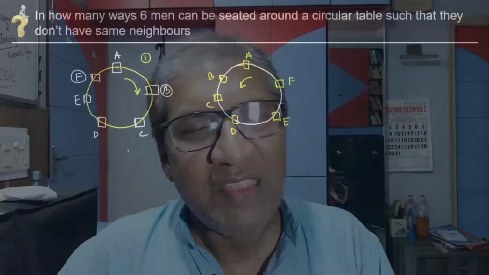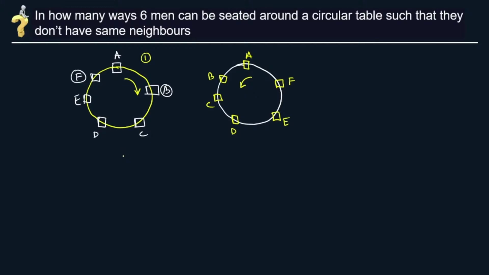Remember that. So the 6 men can sit around this table in how many different ways? It will be (6 minus 1) factorial, which gives us factorial 5, which is nothing but 120. Is it clear? Now, as the clockwise and anti-clockwise arrangements are the same, the total number of distinct ways will be 120 divided by 2, that gives us 60. Is it clear or not?